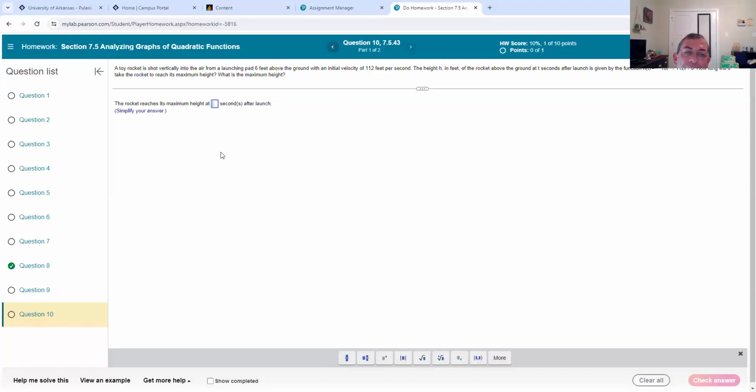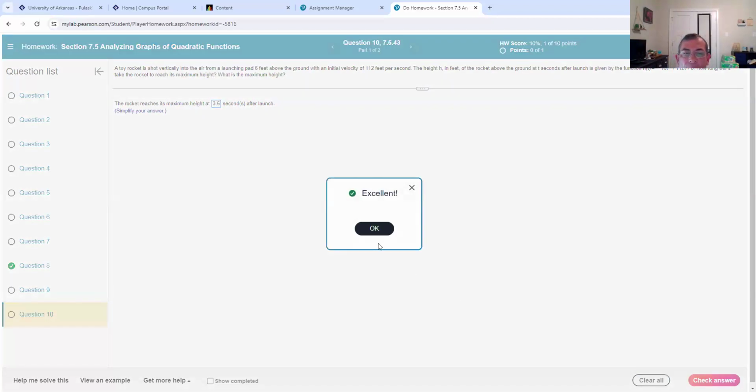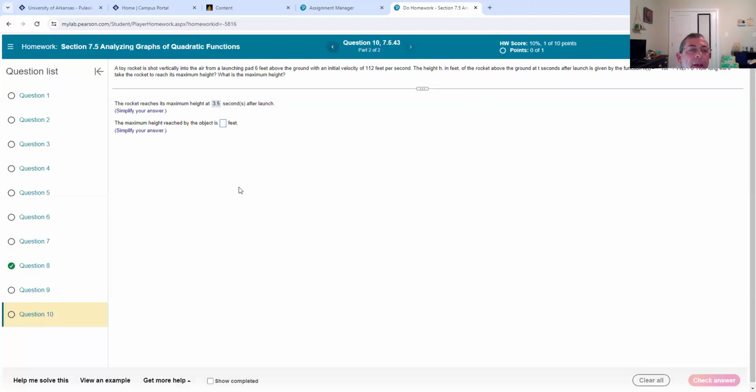And we know time has to be positive, which is why all my negatives canceled out and I got my 3.5. So I would check that answer. And then it wants to know the maximum height. That's going to be equal to the y value, so that means we're finding f of 3.5.